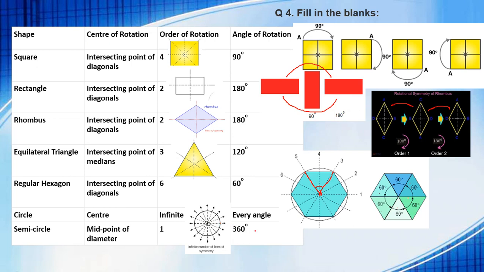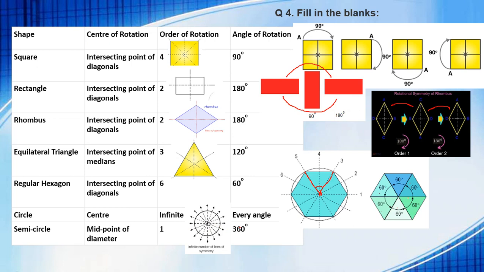appearance. So we can say every angle within the 360 degrees of a circle, so 1 degree is also an angle of rotation, or 30 degrees is also an angle of rotation, or 60 degrees is also a rotation angle. So every angle of the circle will be considered an angle of rotation. So here the order of rotational symmetry for a circle is infinite, but the angle of rotation may be any angle of the circle from 0 to 360 degrees.